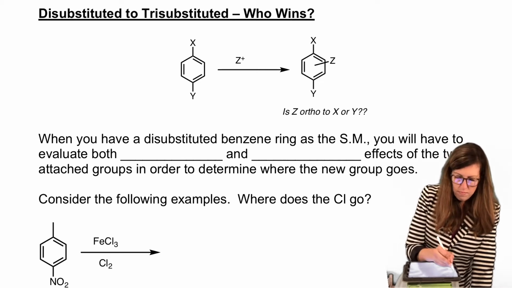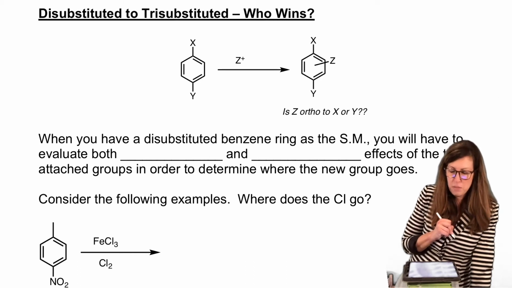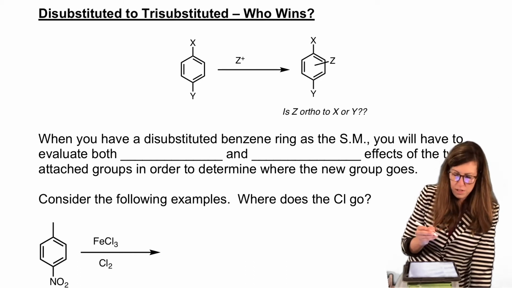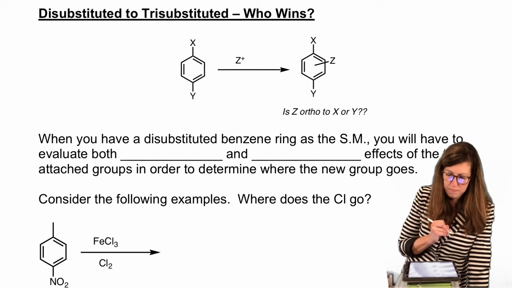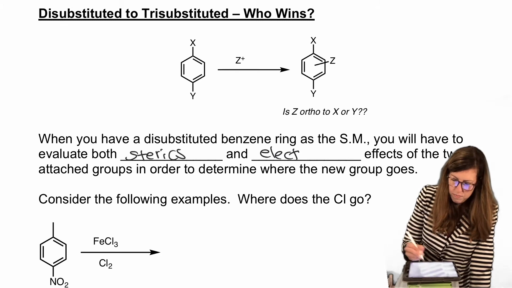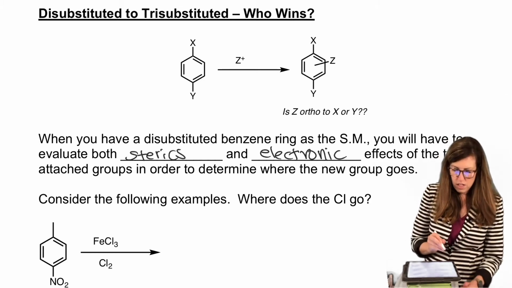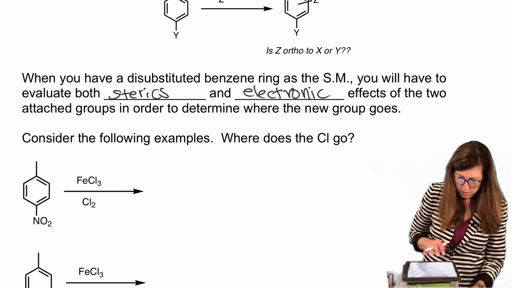Okay. When we have a di-substituted benzene ring, like we do here, and we're going to make it tri-substituted, we have to evaluate sterics and electronics of the 2 groups attached in order to determine where the new group goes. Okay, so let's give that a try. Let's see if we can keep that in mind.